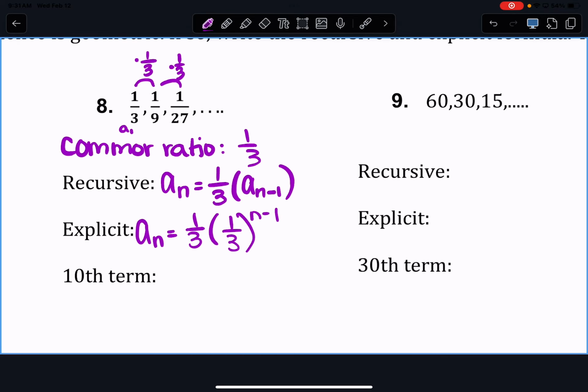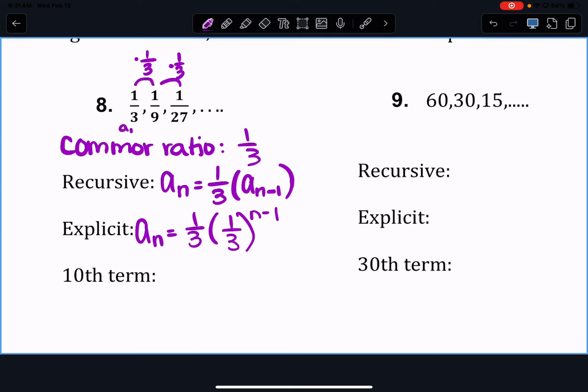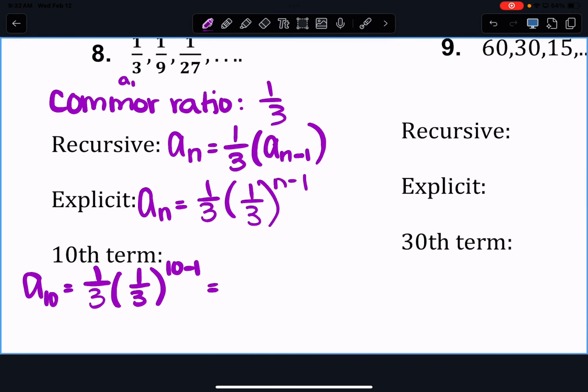And then the 10th term. We're just going to do a_10. So we're going to do 1/3 times 1/3 to the 10 minus 1. And then you just put that in your calculator. And it will be very, very small. So your calculator might tell you something weird.